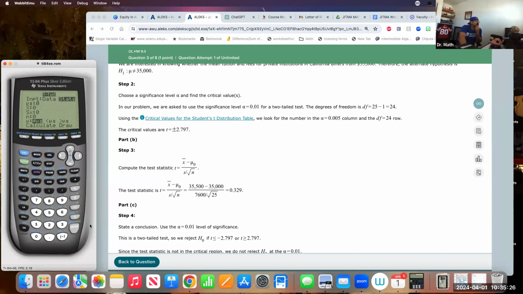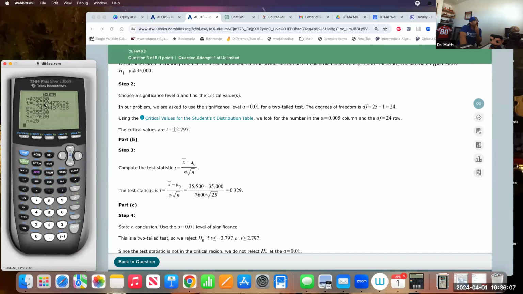So our mu is 35,000. That's what we're comparing it to. Our x bar, the sample's mean, we got 35,500. And then our standard deviation of the sample was 7,600. And then our n, our sample size, is 25. And so this is going to do all this work for us, and it's going to give us the 0.329 right here. So that provides us with our test statistic here.